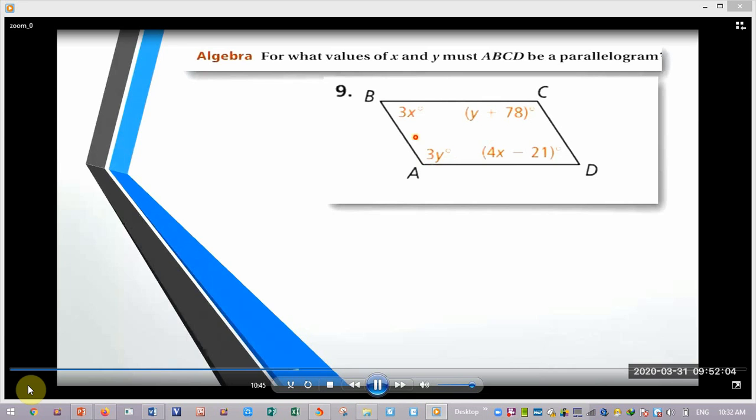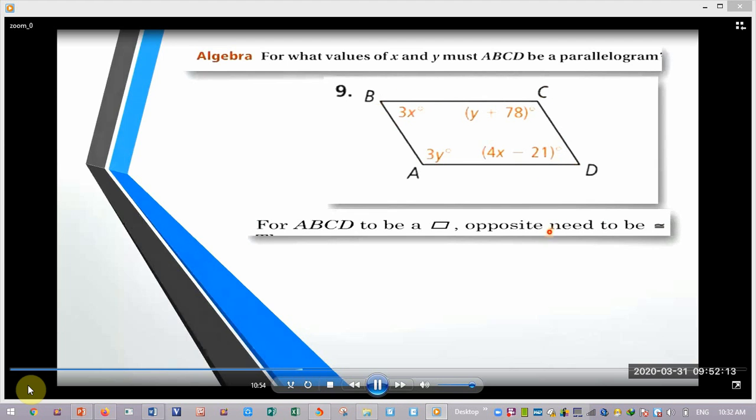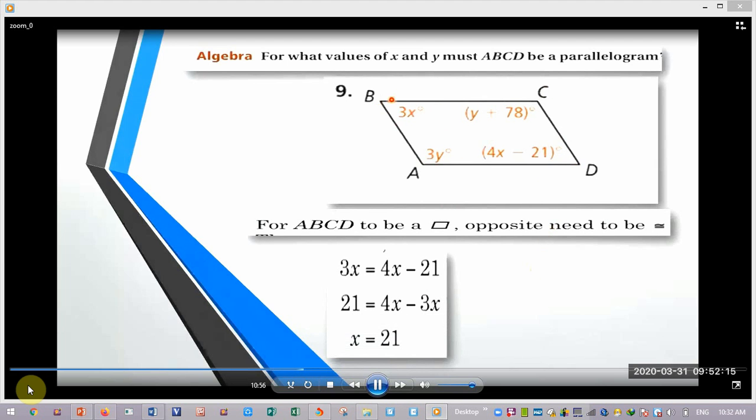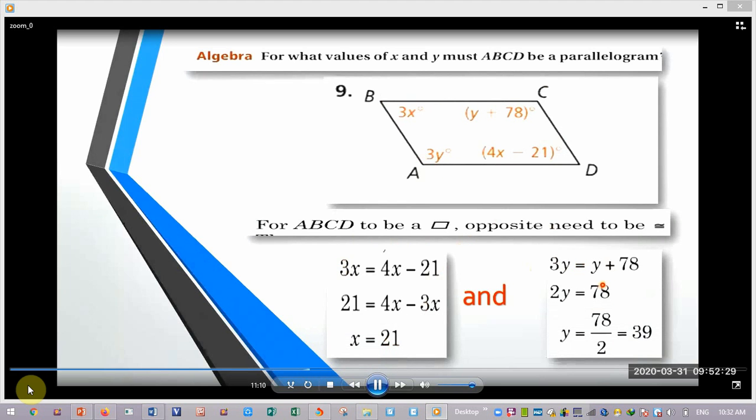Each two opposite angles are congruent. Angle A equals angle C. Angle B equals angle D. Then 3x equals 4x minus 21, and solving, 21 will be positive and 3x negative, so x equals 21. And 3y equals y plus 78, and solving for y, 3y minus y is 2y, divided by 2, y equals 39.